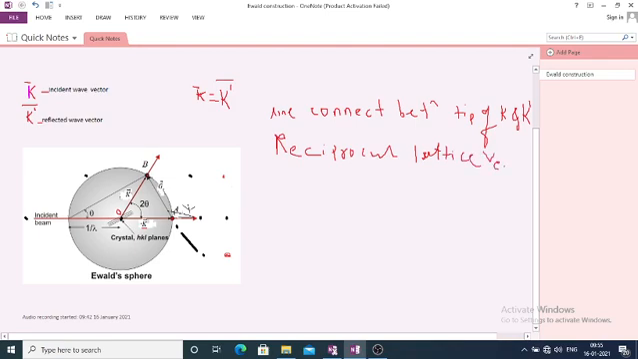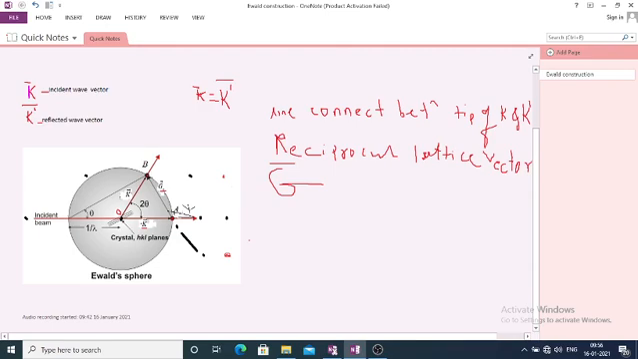Reciprocal lattice vector is nothing but the line joining the two tip points. One tip point is your incident wave vector, another is the reflected wave vector. This is denoted by G. So here is G, so AB is the reciprocal lattice vector G.